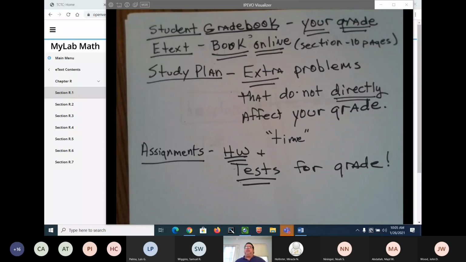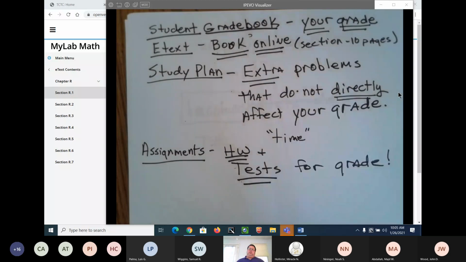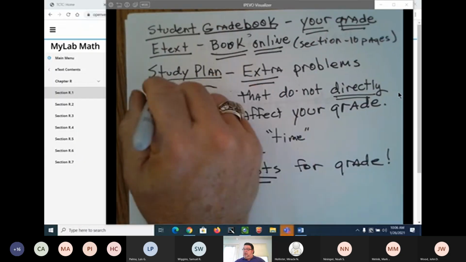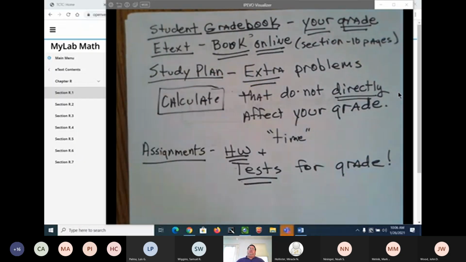Sorry about that. Okay, so study plan. What does directly mean? That the assignments from study plan will have a direct impact on your grade. In other words, if you miss one or get one right, it doesn't calculate into your grade. But why does it indirectly affect your grade to the positive? If you do bad on the study plan, you're probably not going to do good on the homework.